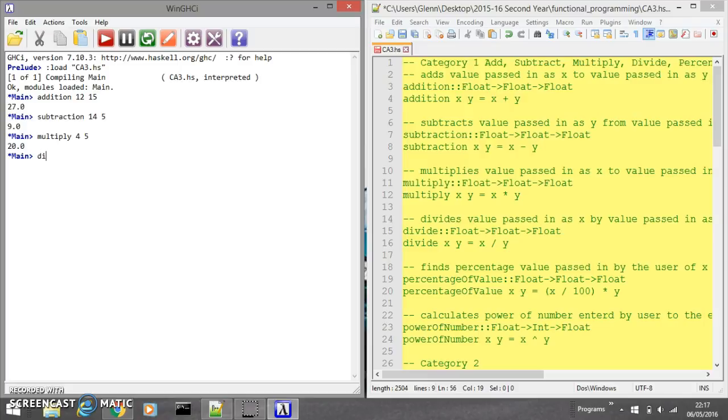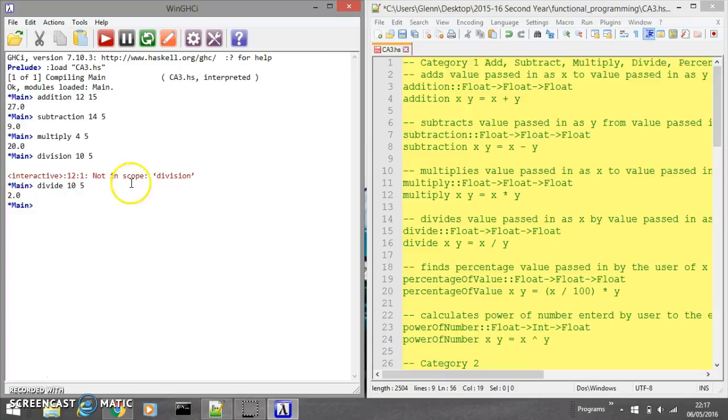Division is next. If I divide 10 by 5, it should give me 2. The reason for that not working is because I called the function wrong. It's divide, and 10 by 5 should give 2, which it does.